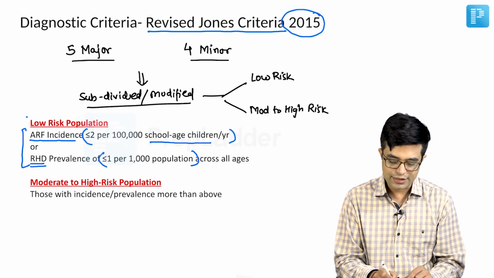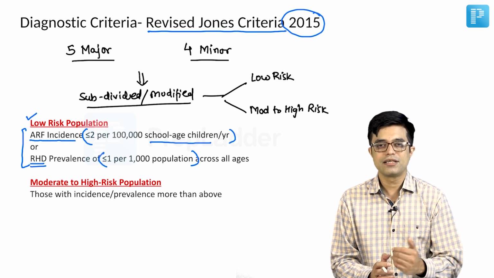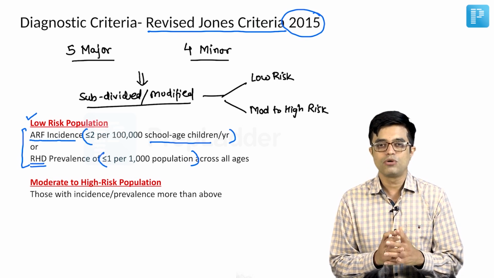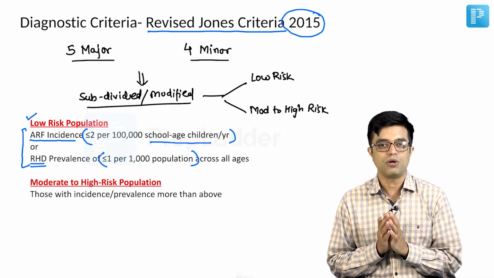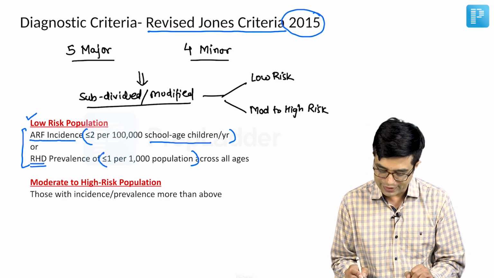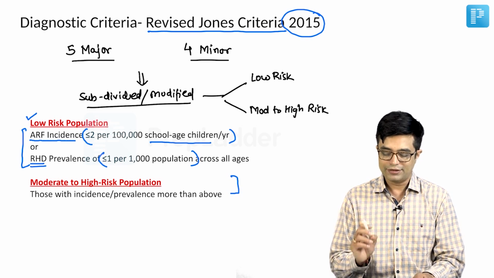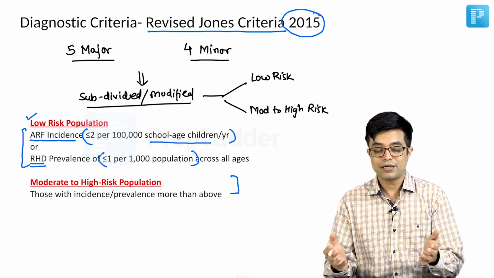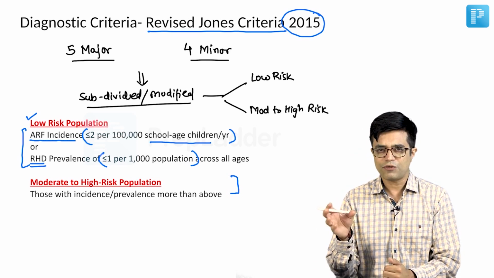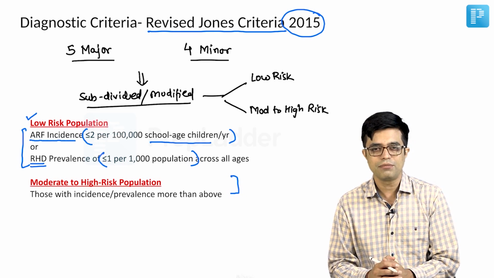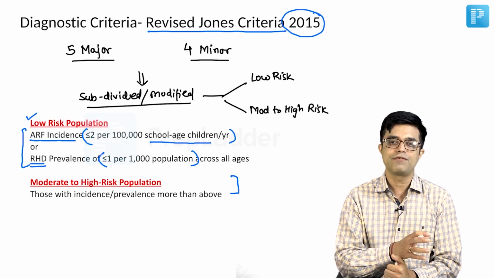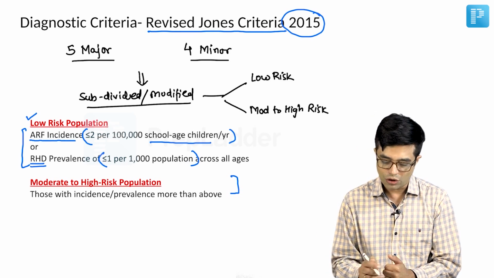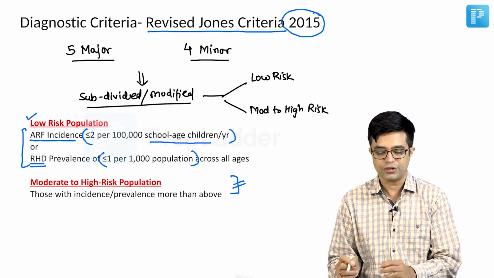Most of the Western countries like United States, Canada, United Kingdom and the Western European countries all lie in low risk population. Whereas those which have a higher incidence and prevalence than above described lie in moderate to high risk population. Areas of the entire Southeast Asian region including India, areas of Australia and New Zealand where the aboriginal population is high, and some areas of Africa, South America as well as certain Eastern European communities, they all lie in moderate to high risk population. So after defining this population, let us discuss the criteria.